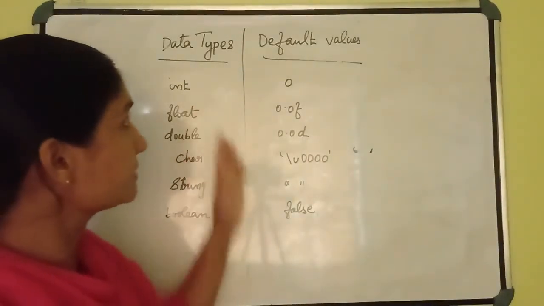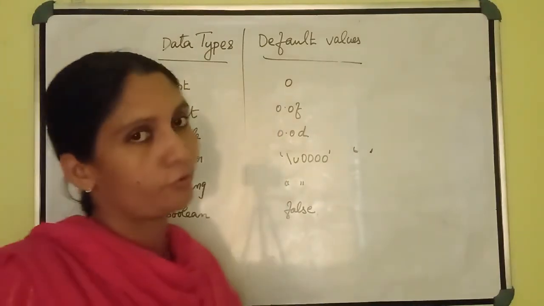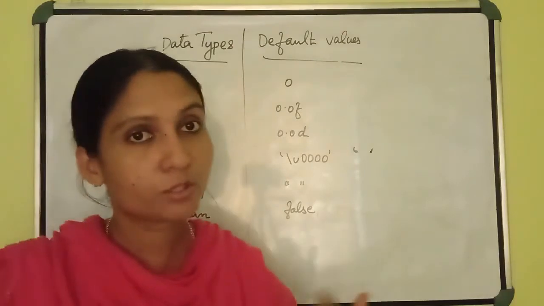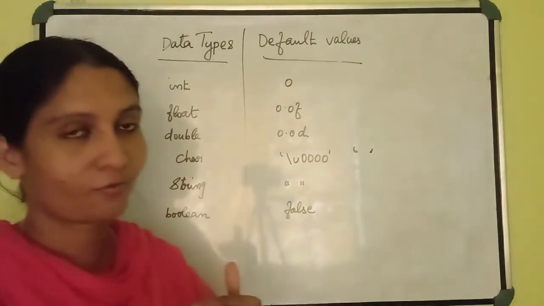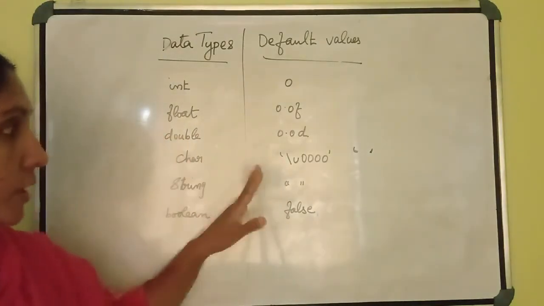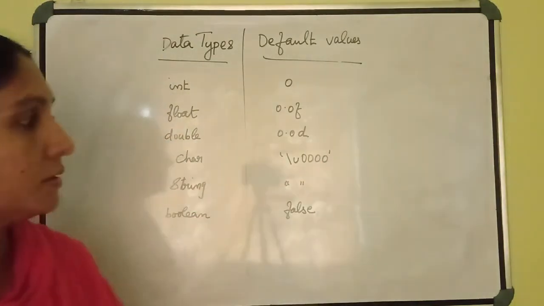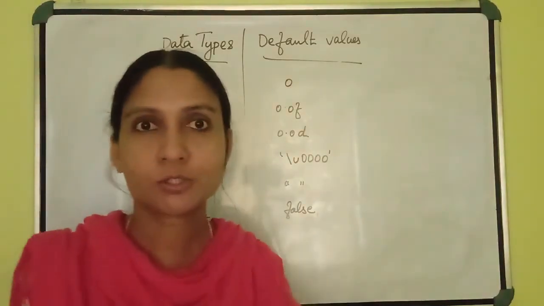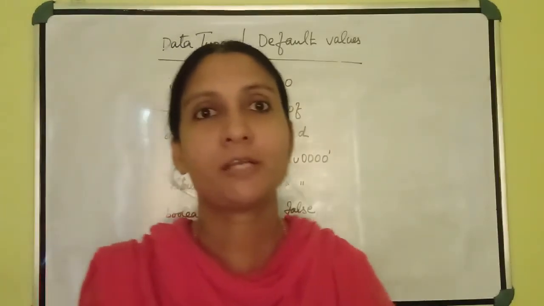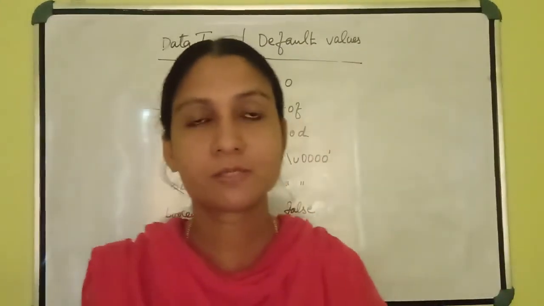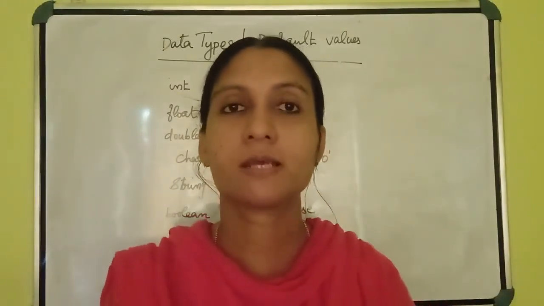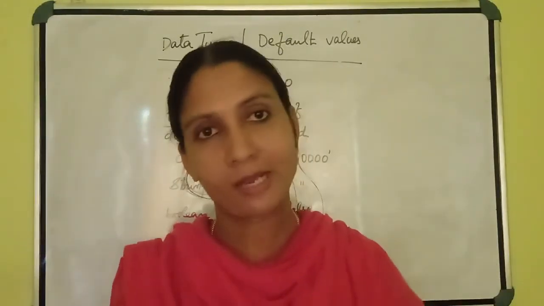You have to study these default values of data types, because this is very, very important for all the exams. They ask questions related to the default values of different data types. You have to study each one. I think you understood about the different types of tokens, the different types of primitive data types, the memory size of different data types, and the default values of each.